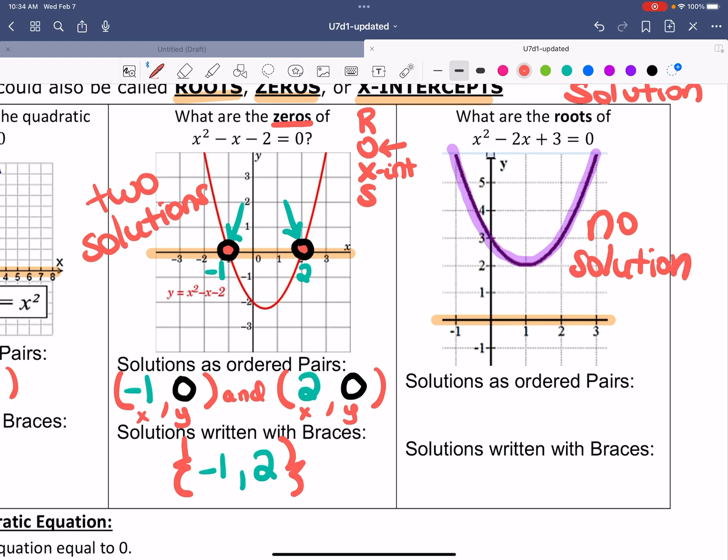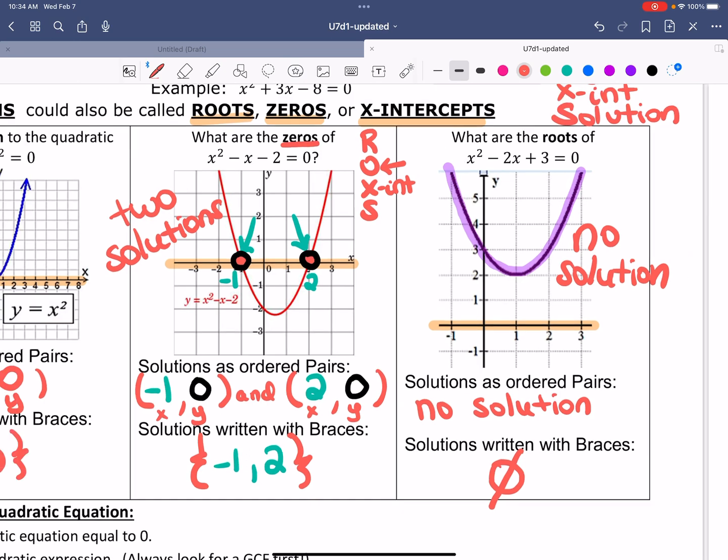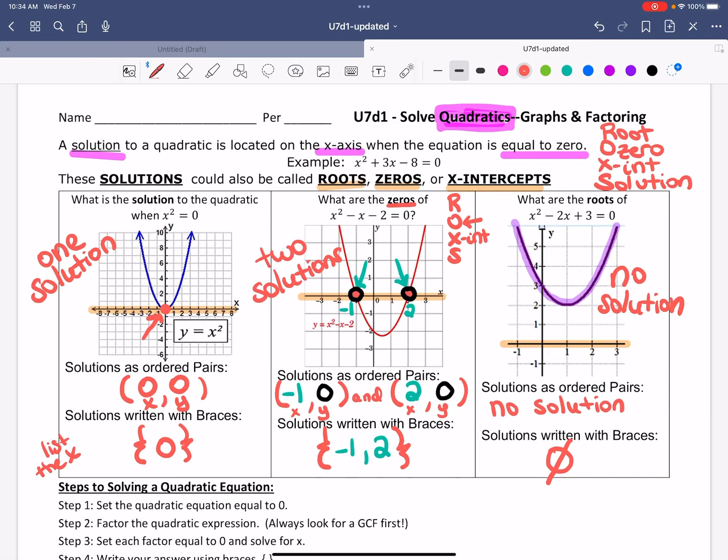And so when they ask for solutions as ordered pairs, you have two options. One is to do the verbal no solution, where you actually write out the words. Or you can choose to use the symbol for no solution that we learned in first semester. So the first method of solving quadratics is by graphing. You look at those roots, zeros, x-intercept solutions by stilling the numbers of where it crosses the x-axis.